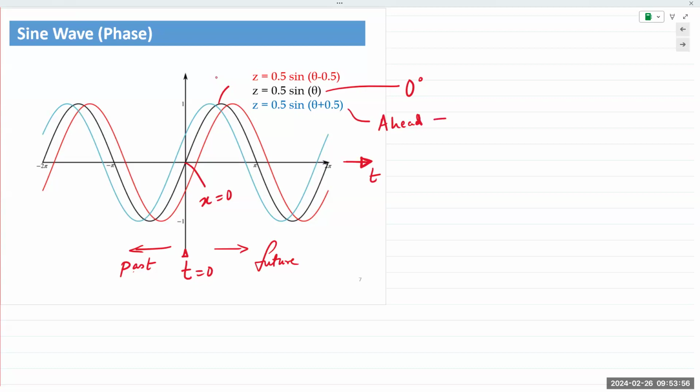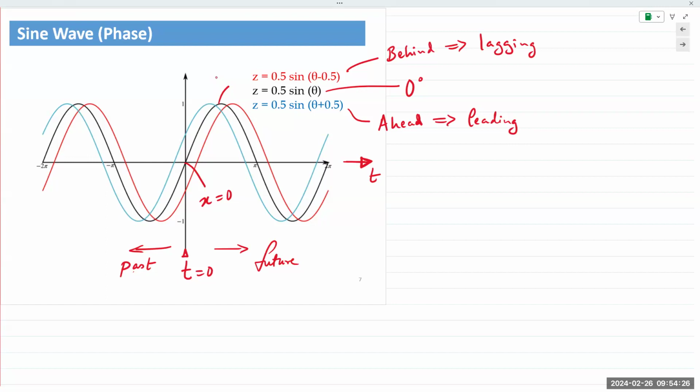The technical term that we would use is leading. Similarly, the waveform in red is behind. The technical term we use is lagging. This is going to be important because in a capacitor and an inductor, the voltage and current are not in phase.